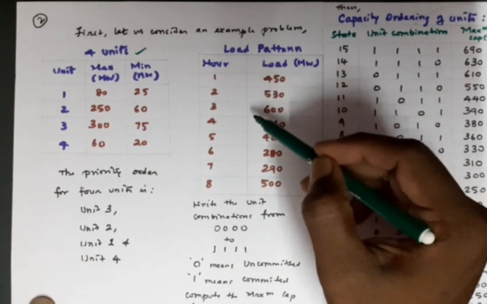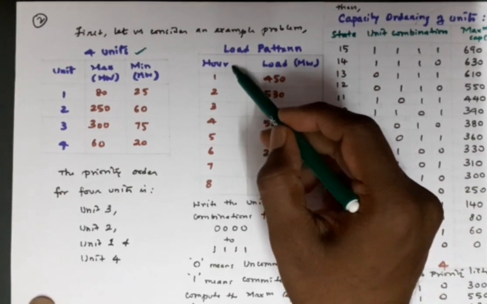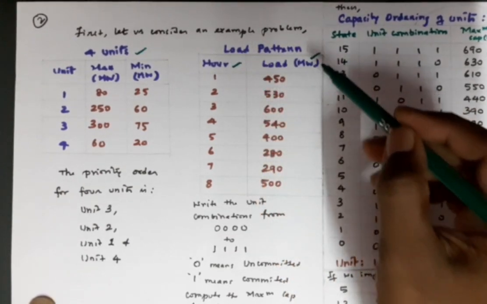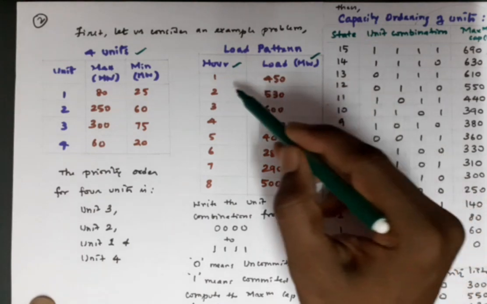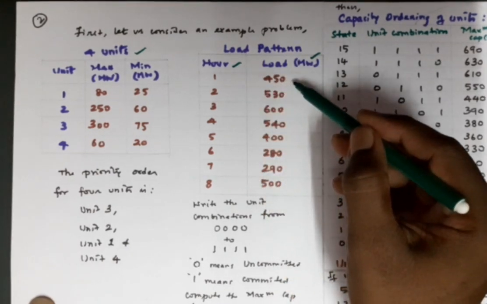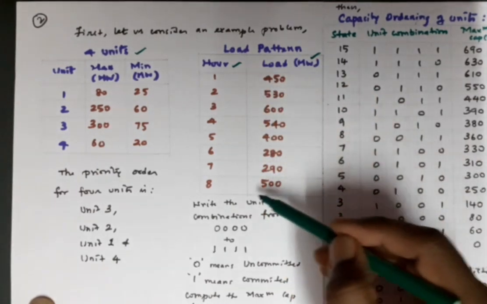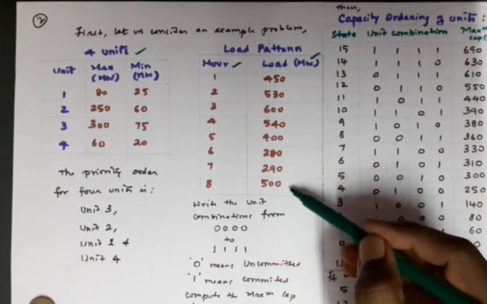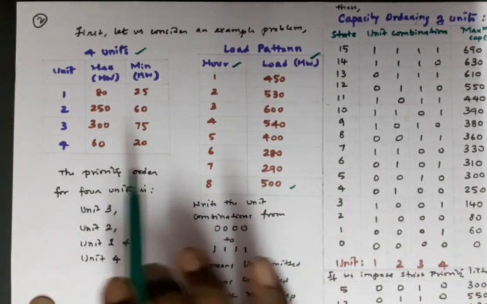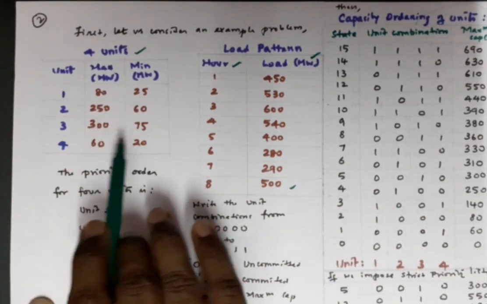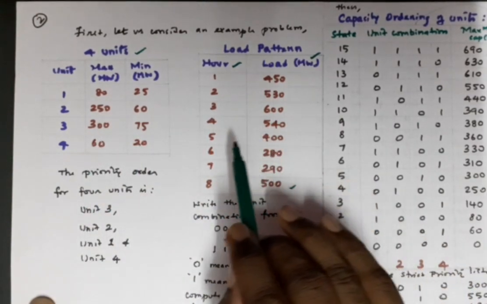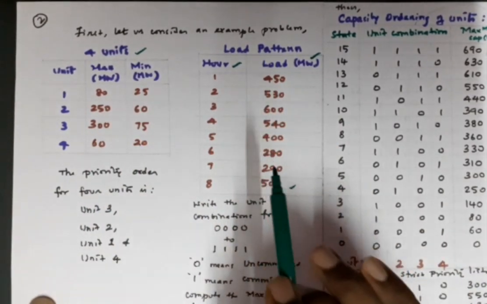The load pattern is also given. This is the given hour and this is the load required during that hour. In the first hour the demand is 450 megawatts, in the second hour 530, and similarly, going on, in the 8th hour it is 500 megawatts. So this is a problem where we have 4 units with minimum and maximum capacities, and this load pattern is given.